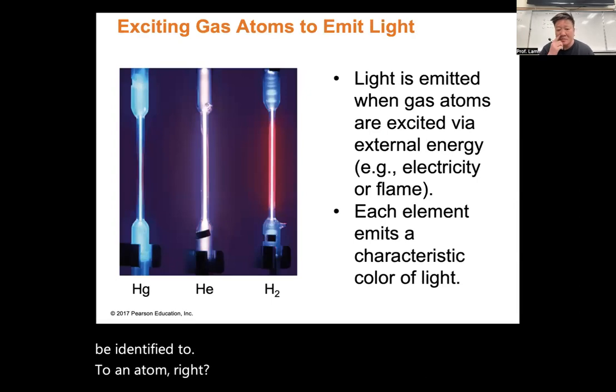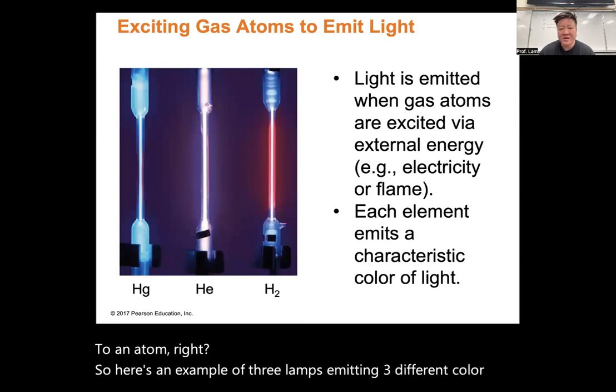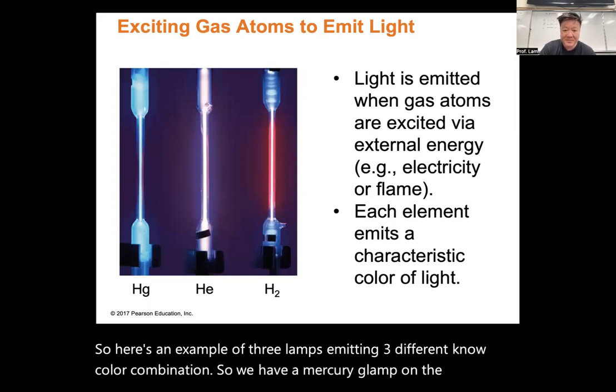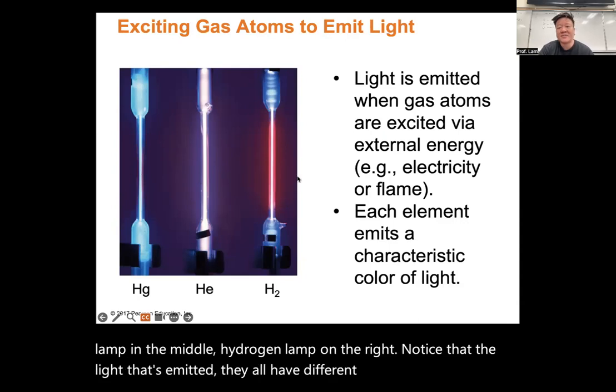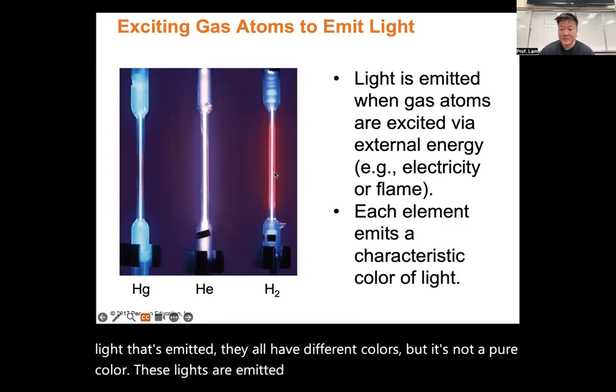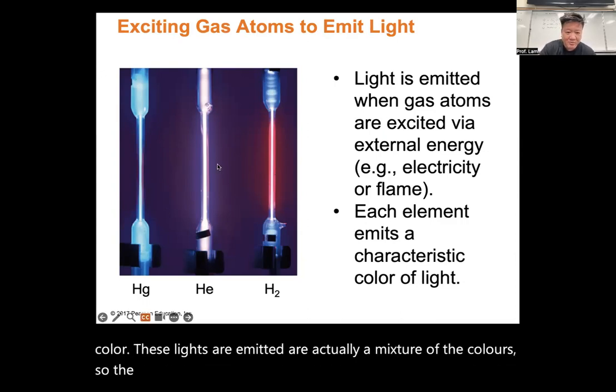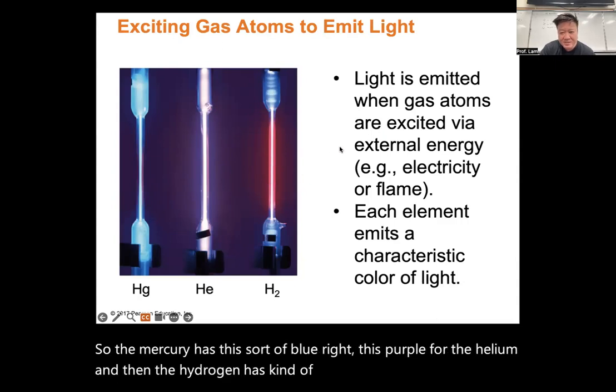So here's an example of 3 lamps emitting 3 different color combinations. We have a mercury lamp on the left, helium lamp in the middle, hydrogen lamp on the right. Notice that the light emitted has different colors, but it's not a pure color. These lights are actually a mixture of colors. So the mercury has this sort of blue, this purple for the helium, and then the hydrogen has kind of a reddish tint to it.